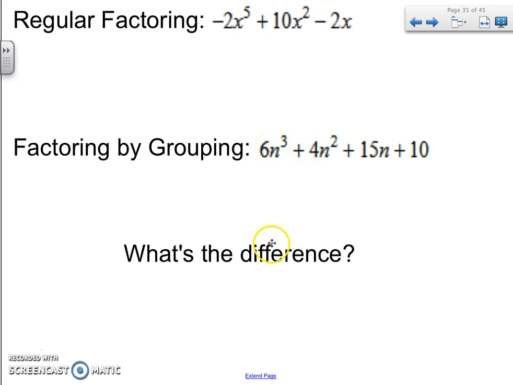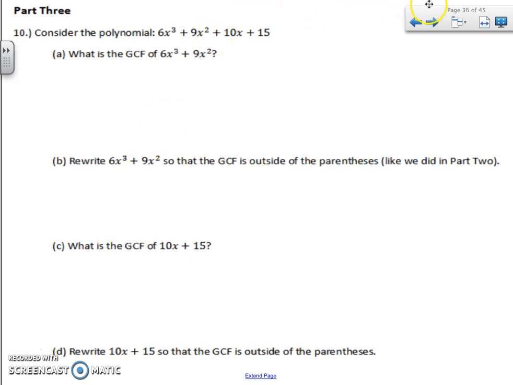So what's the difference? Notice there are 4 terms, and up here there's only 3, okay? So when you factor by grouping, there has to be 4 terms. Most likely, this exponent is going to be a 3, okay? So the exponent will go 3, 2, 1, and no exponent. So that is when you can factor by grouping. So let's look at how we do that. So let's look at part 3 of this.